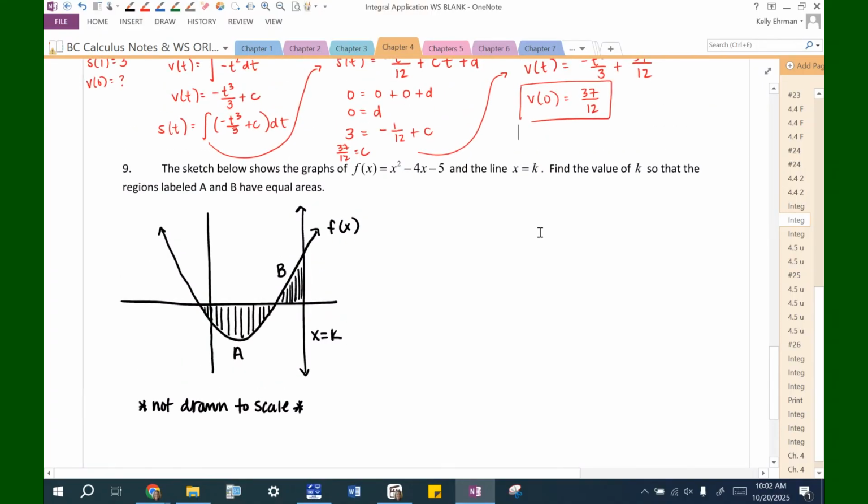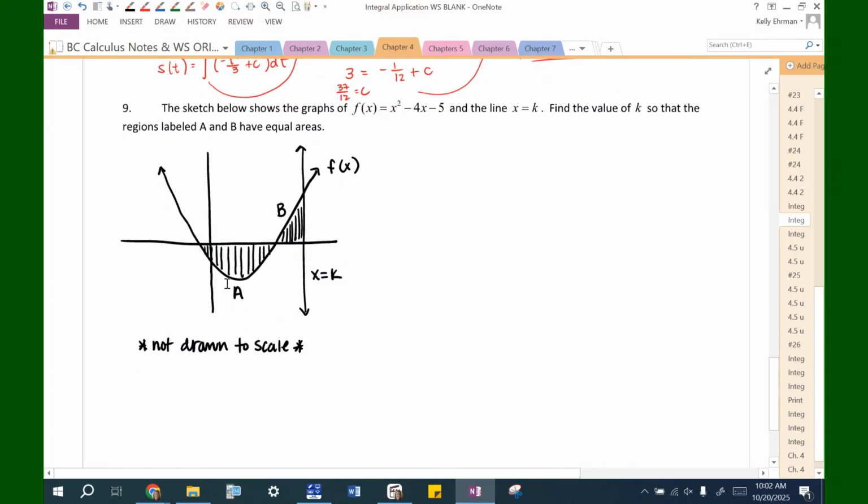All right, number 9, this is no calculator. This picture, disclaimer, not drawn to scale. The sketch below shows the graphs of x squared minus 4x minus 5, it's a parabola, and the line x equals k. Find k such that this area A and this area B are equal. Equal meaning, let's see, do I mean that one's negative and one's positive? Yeah. Meaning this negative area is the same as this positive area.